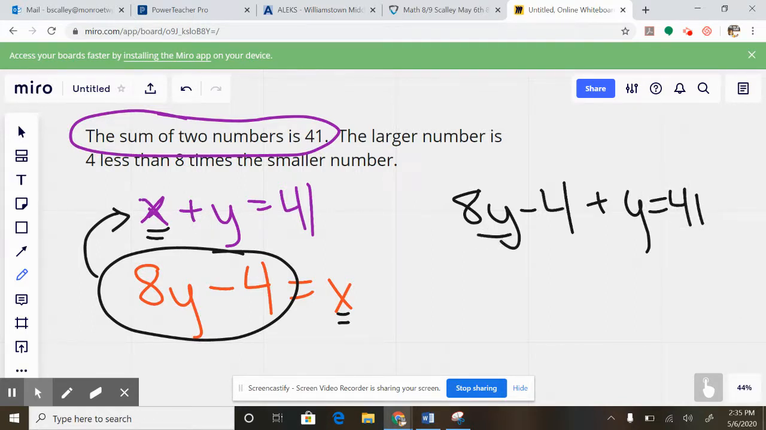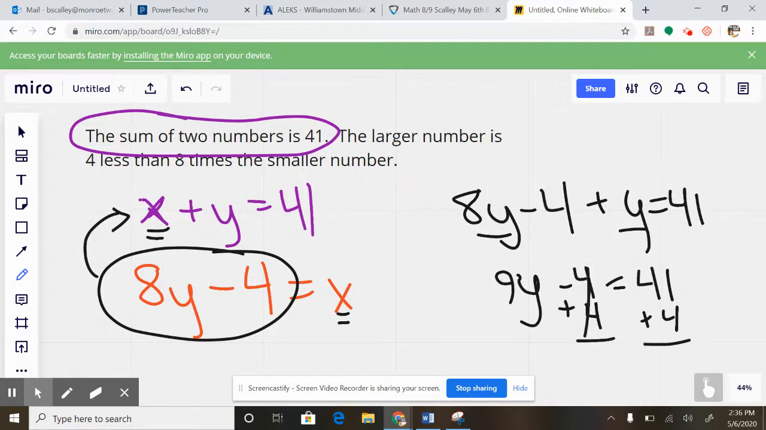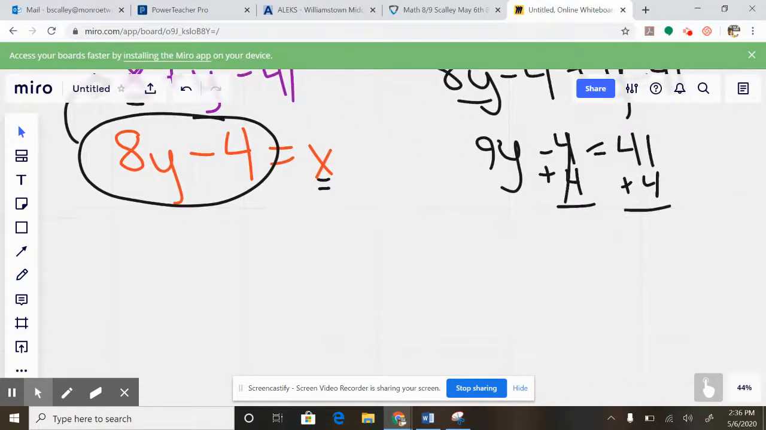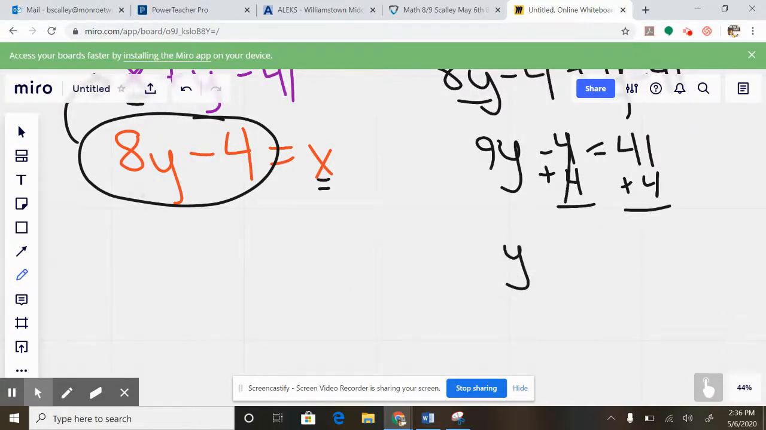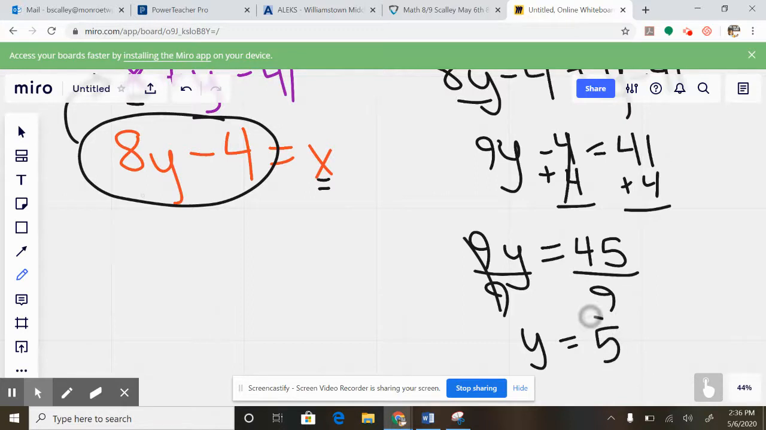I'm going to add the 8y and the 1y to get 9y. I'm going to add 4 to both sides. I'm going to get 9y equals 45. And when I divide both sides by 9 here, that'll tell me that y is 5. So I have one of my two missing numbers.